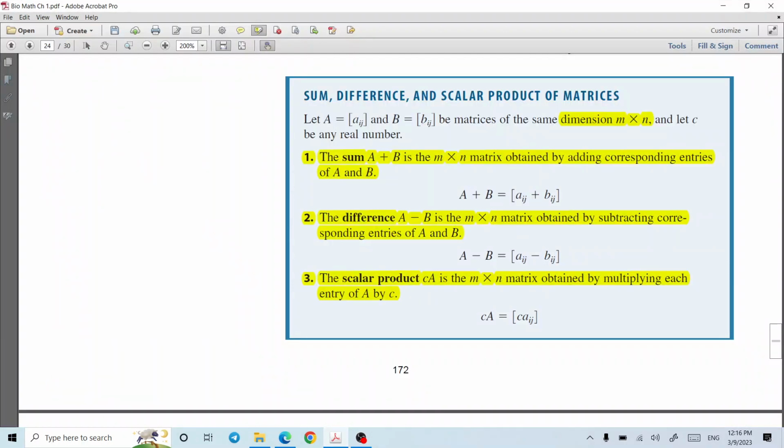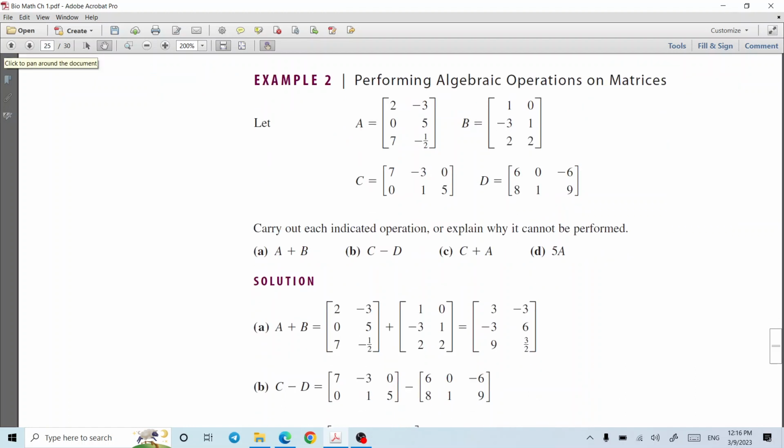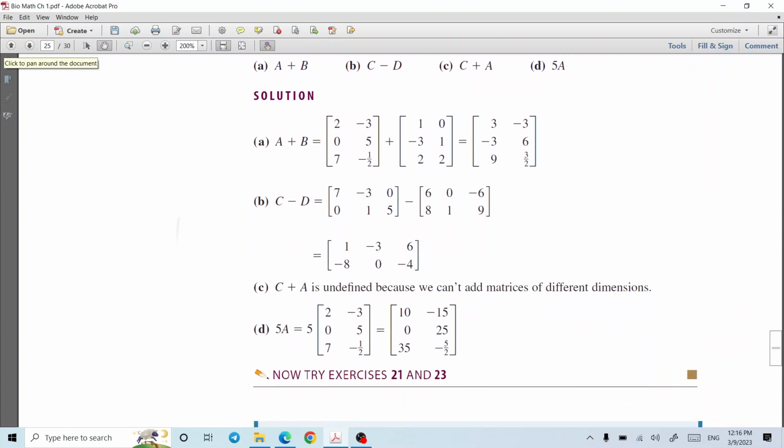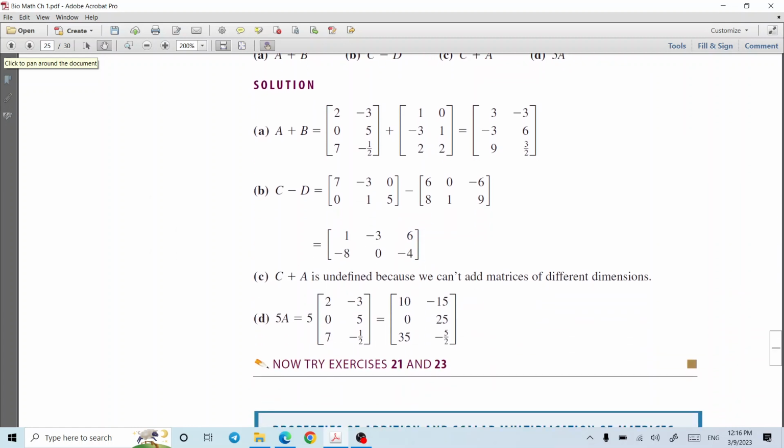Now, we are going to talk about more things here. Kindly check that at home. For example, C plus A is not defined because the dimensions are not equal. It is undefined because the dimensions are not equal. Good. You got that idea.